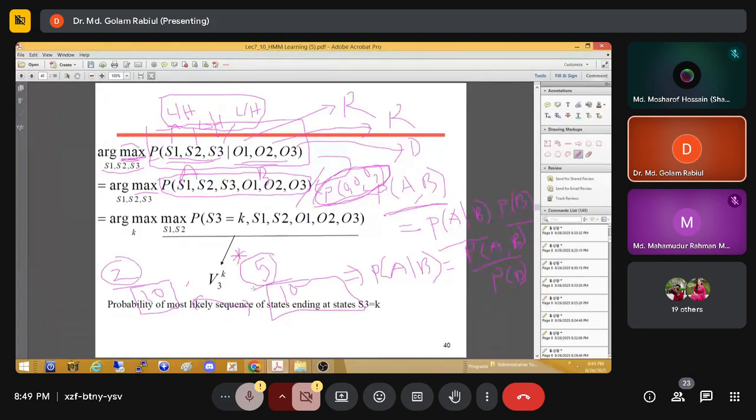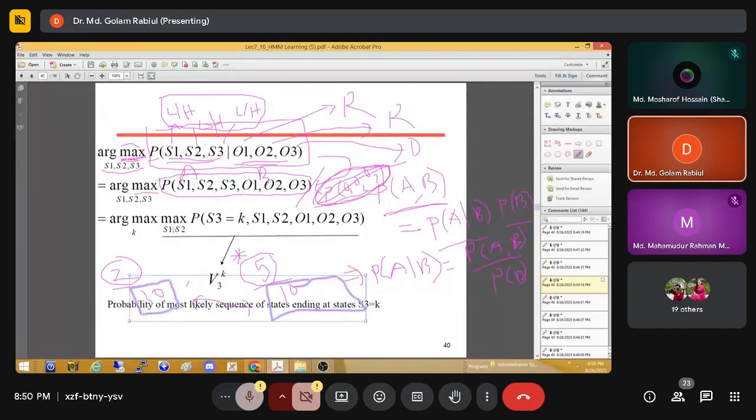Okay. Then 5 by 10 is greater than 2 by 10. So that means if the denominator is the same, then only the numerator is needed to determine which one is maximum. That's why there is no need to compute the denominator here. So if we want to find the maximum, then only the numerator value, that is the probability of S1, S2, S3, observation 1, observation 2, observation 3, will be enough to find out which one provides the maximum probability.